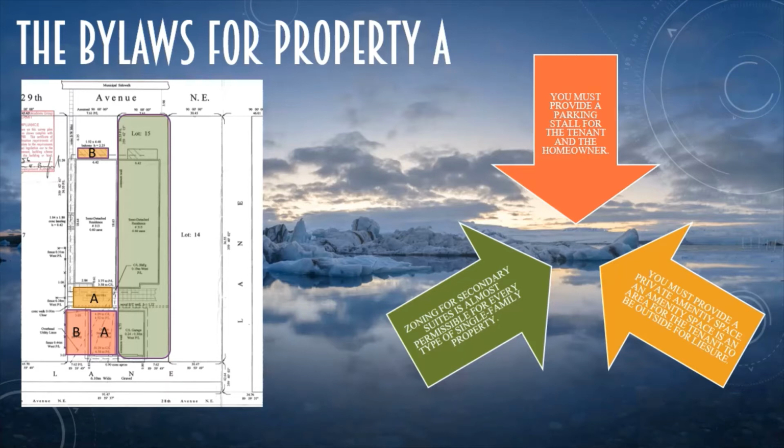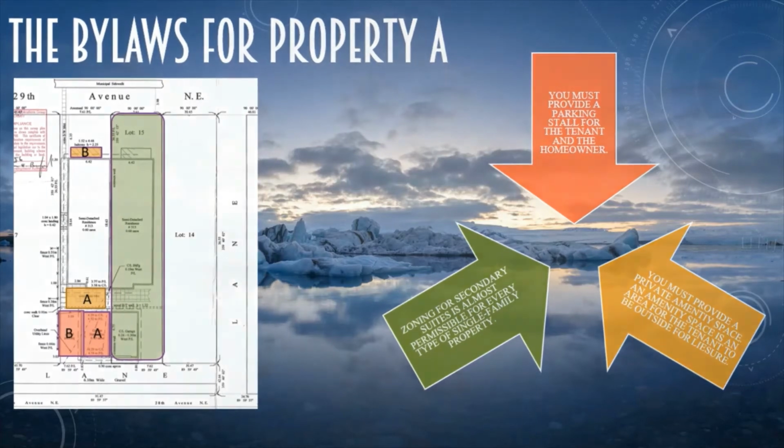Next, in the green shaded region, we have to consider zoning. For the city of Calgary, zoning for secondary suites is pretty much permissible anywhere. However, there are certain properties that don't necessarily allow for secondary suites, and we call these a discretionary use. And for the discretionary use, I'm going to look at that later on in the webinar series.